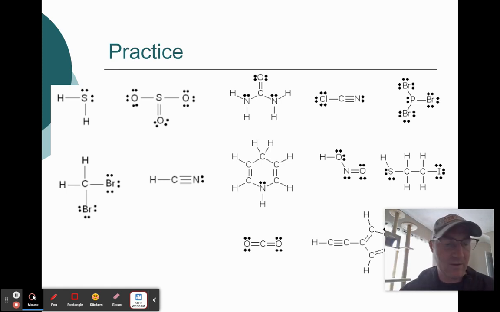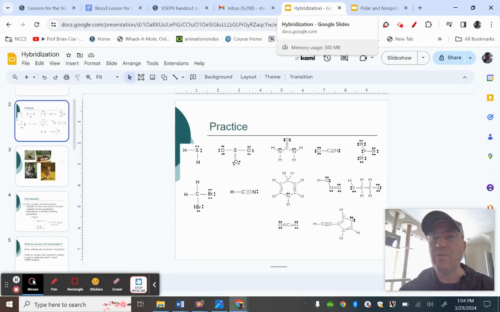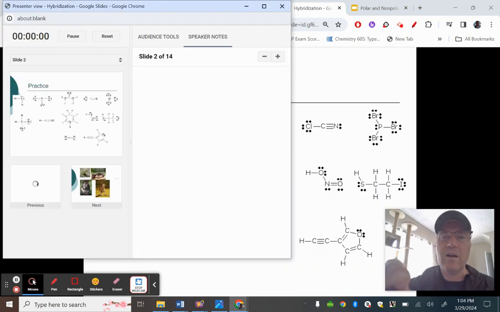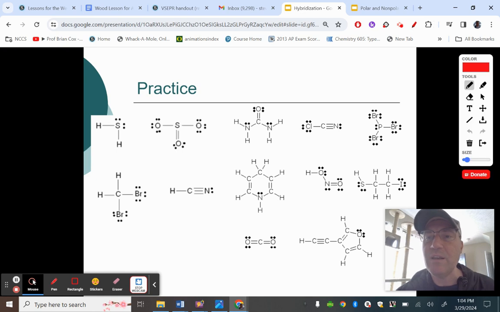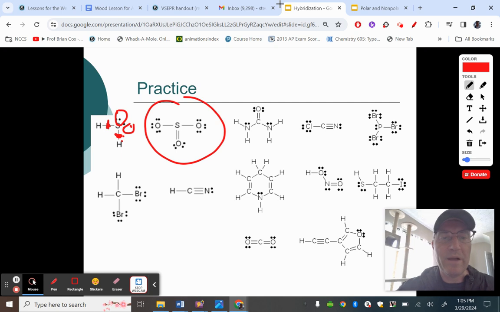And as you can see, let me get this back into presentation mode here. All right, that's much better. Okay, so when I'm drawing the shapes here, do you see how this has 1, 2, 3, 4 domains? And that means it's tetrahedral domain geometry. Okay, so that just means it has 4 domains. But this is bent in shape because 2 bonded ones, 2 unshared pairs is bent. And this one actually has resonance where this double bond could be here or it could be here or here.